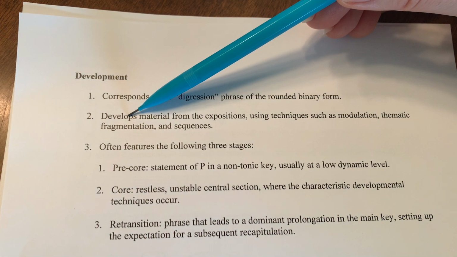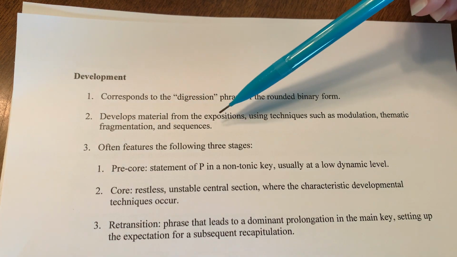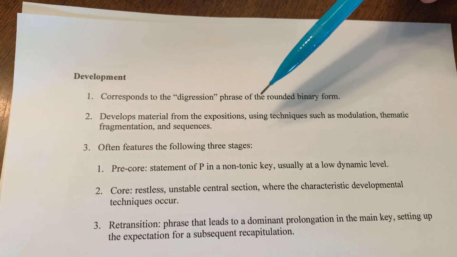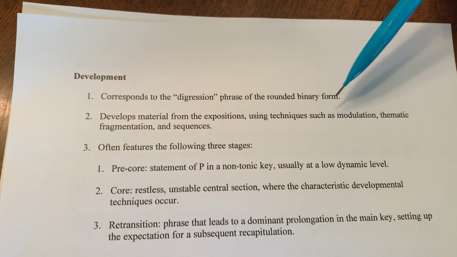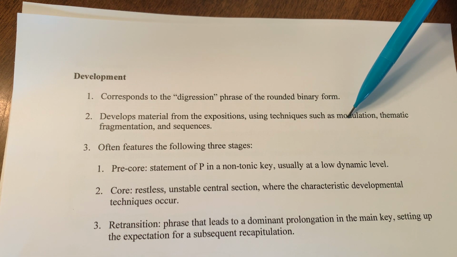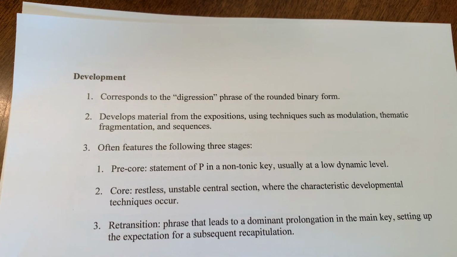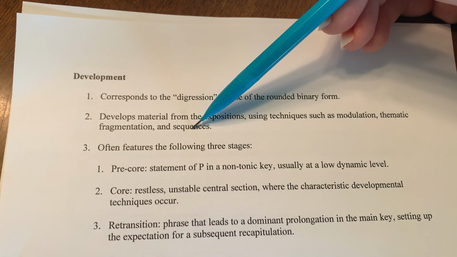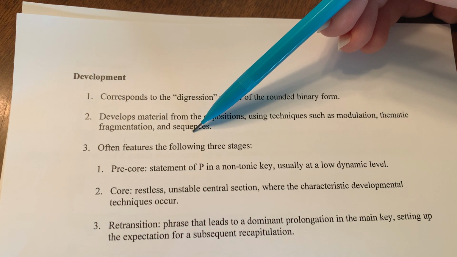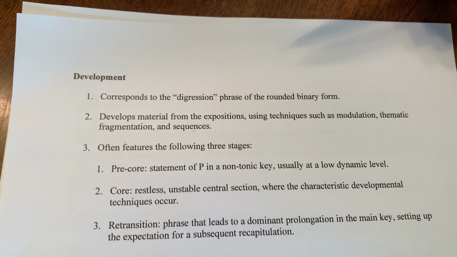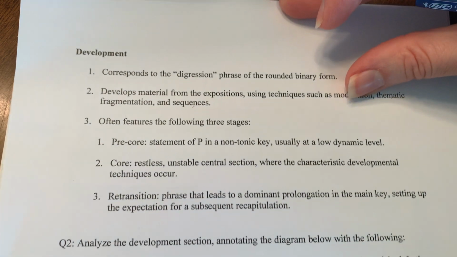As you probably know, development means to take music from the exposition and to use what we call developmental techniques. And they tend to be things like modulation. You're going to move through various keys. Thematic fragmentation. So instead of getting the full themes back, you get them used in fragments. And lots of sequences. So this is where your knowledge of sequences is going to come into play. Lots of sequences tend to happen, particularly the descending fifth sequence, which is a real favorite for classical era composers.